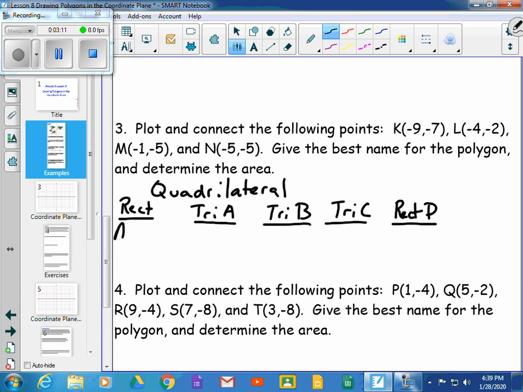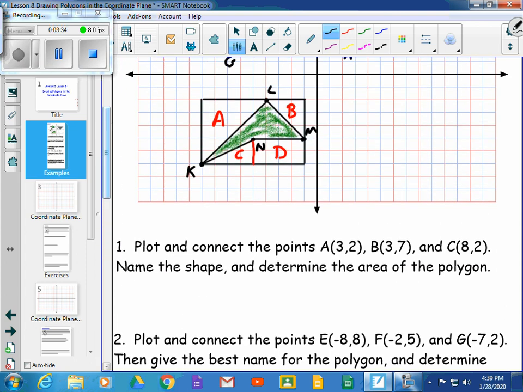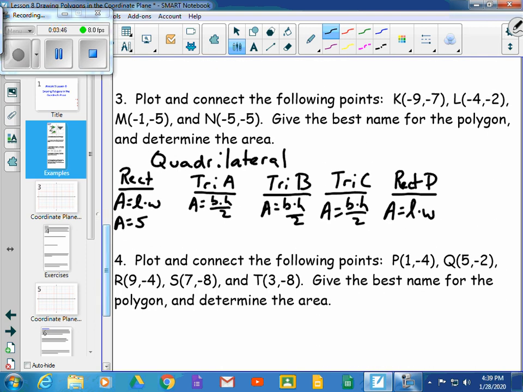Now for the rectangle, I'll use length times width. For each of the triangles I'm going to use base times height divided by 2. And then for this rectangle here, I'll use length times width again. Now if I look at the dimensions of the big rectangle, I can go from corner to corner. I have 5 by 8. That means the area of the big rectangle is 40 square units.